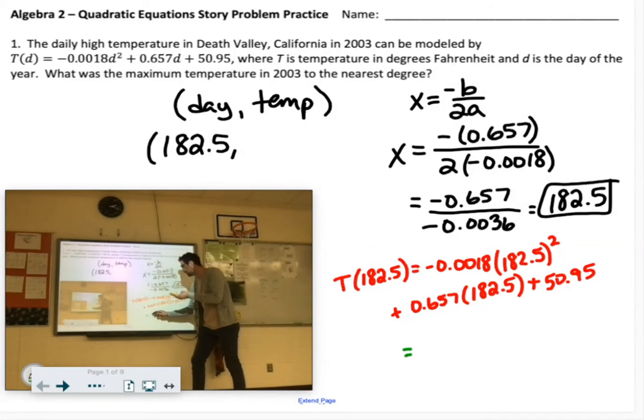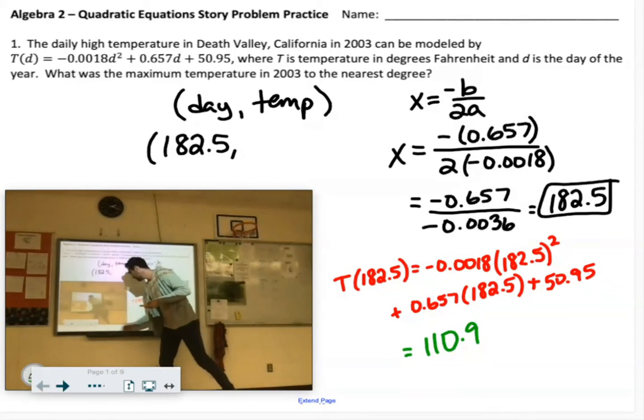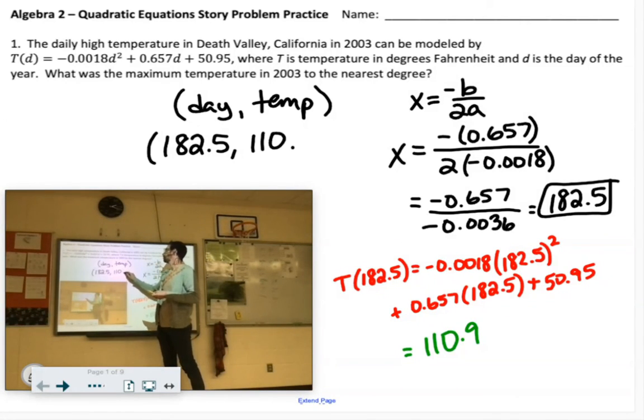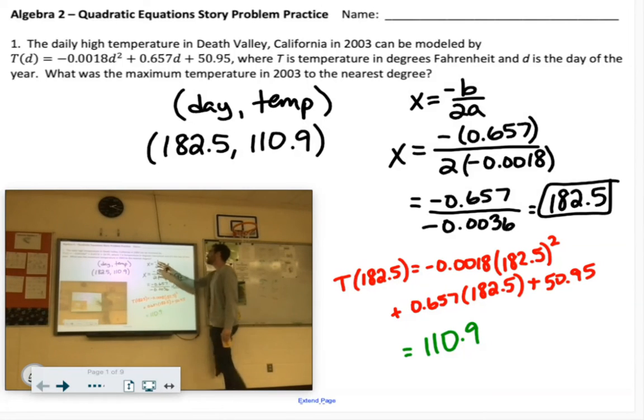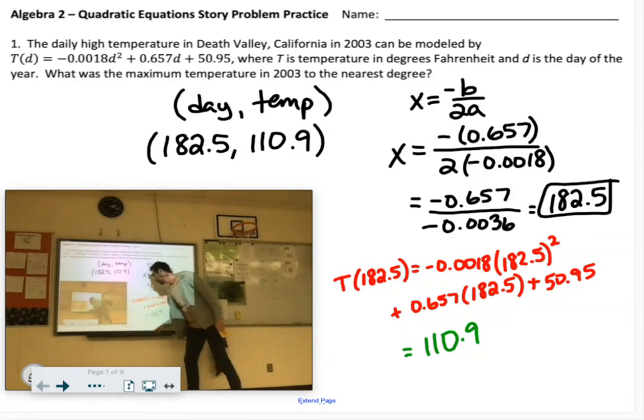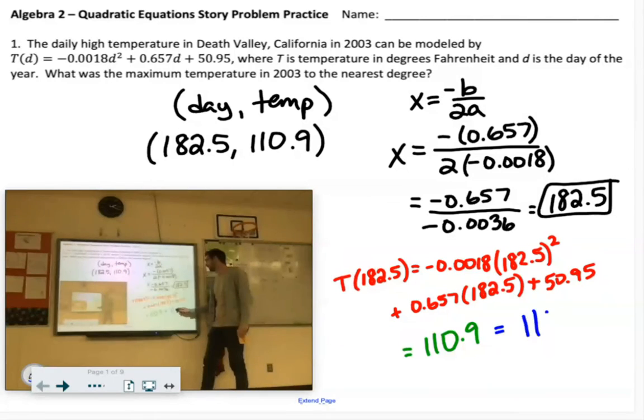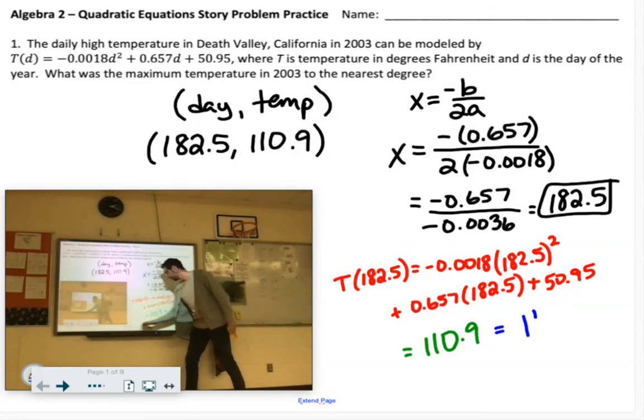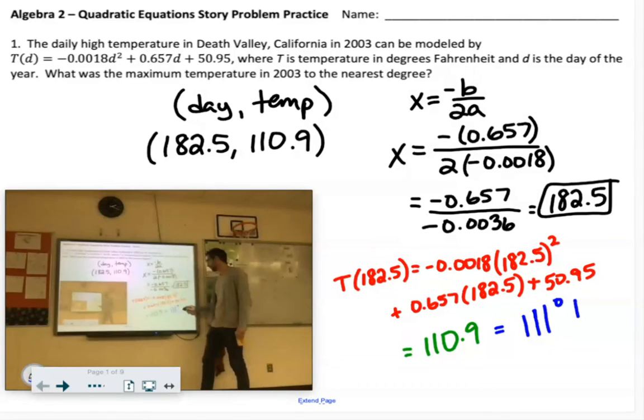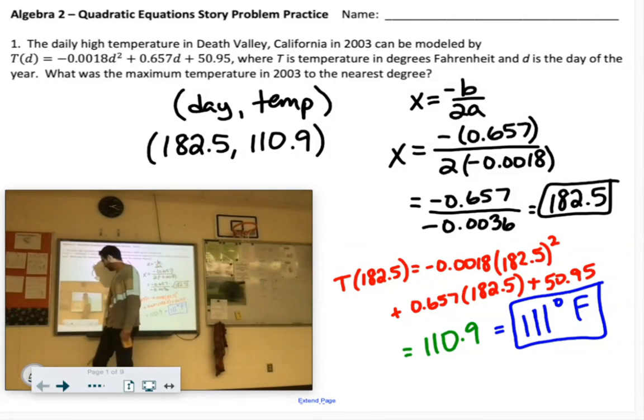Comes out to 110.9 with some other stuff behind it. 110.9. That's going to be on the 182nd and a half day. It came out to 110.9 degrees. It says to round to the nearest degree, so we would just say 111 degrees. I just started writing 110 again. 111 degrees. That's a steamy one. Great. Again, we're looking for the vertex on most of these.